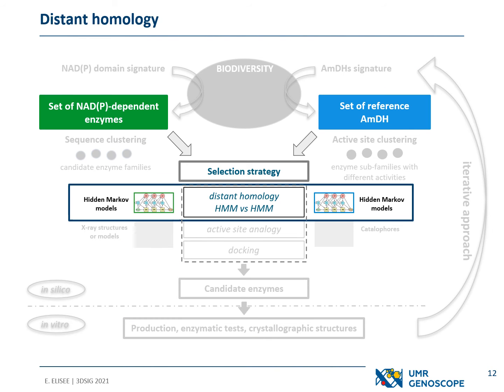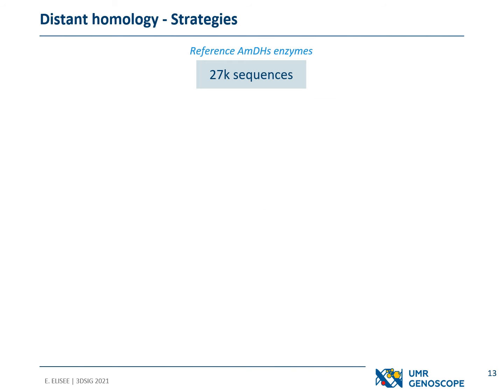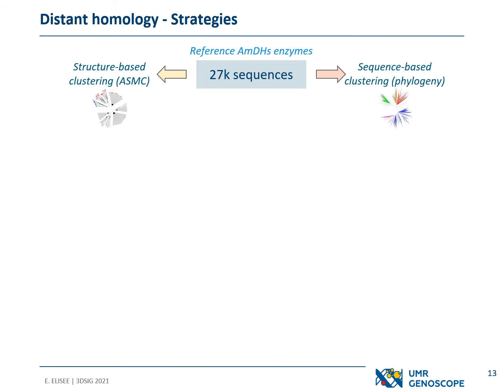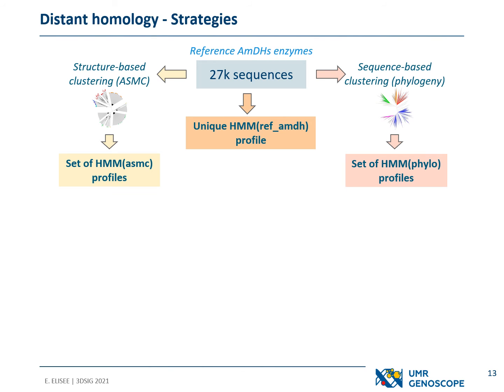Given that we created the two mentioned sets, we were able to start our candidate selection process. So first, I will talk about the search for distant homologs using HMM comparison. To briefly summarize, we obtained a new set of 27,000 reference AMDH sequences from which we achieved a sequence-based and a structure-based analysis. From each, we generated a set of HMM profiles, and we decided to create a global one built from the multiple sequence alignment of the 27,000 sequences.